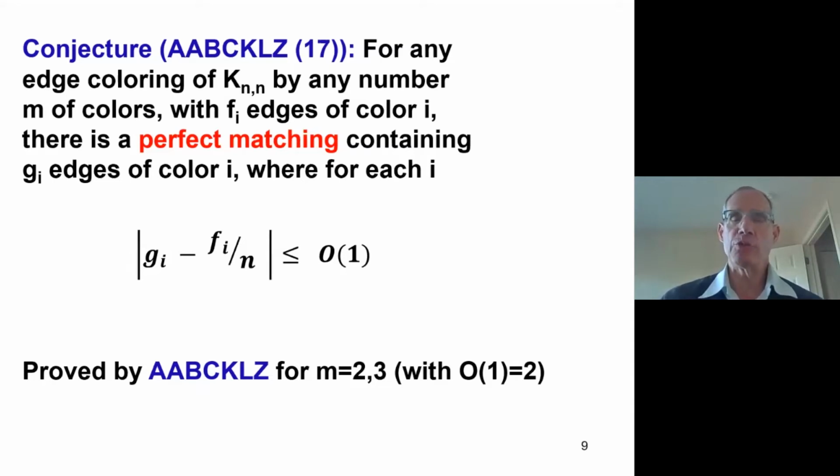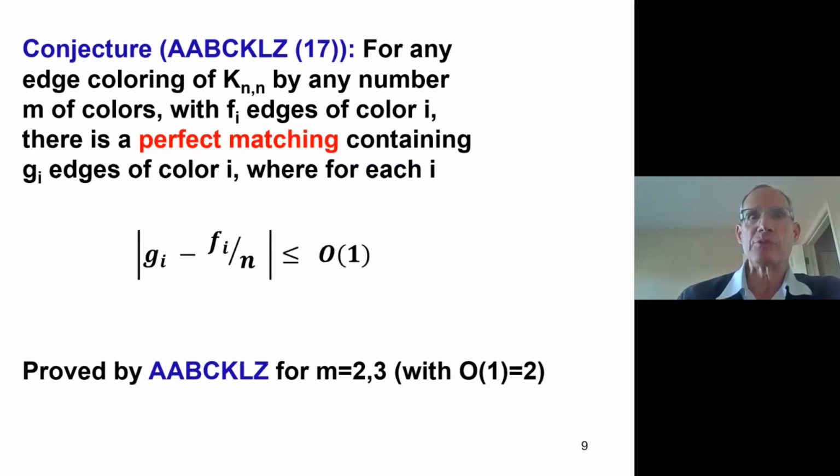So whenever you color the edges of K_n by 3 colors in any way, then you can find a perfect matching that contains roughly the right amount of each color, and roughly the right amount is up to an error of 2. I should say that if you just take a random matching, then with high probability, it will also represent all the colors reasonably well.